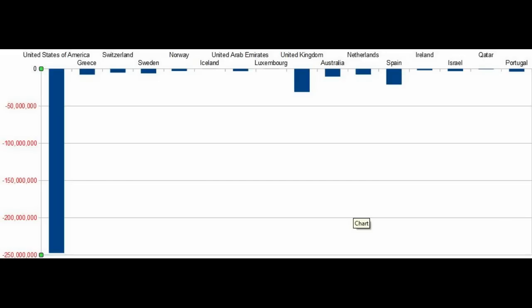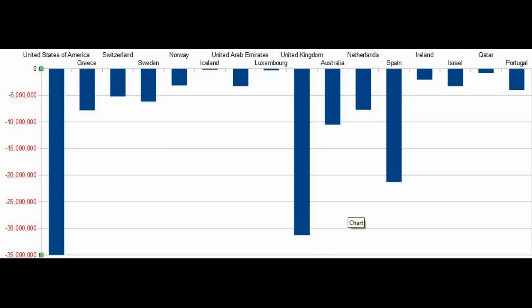And again, these are the losses based on percentages. You can see the United States is actually number one in this, unlike India, which was not number one in both. Again, it's rescaled here. So you have the US, Greece, Switzerland, Sweden, Norway, Iceland, United Arab Emirates, Luxembourg, United Kingdom, Australia, Netherlands, Spain, Ireland, Israel, Qatar, and Portugal.